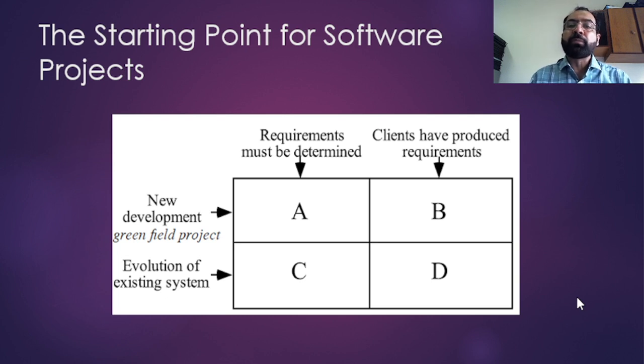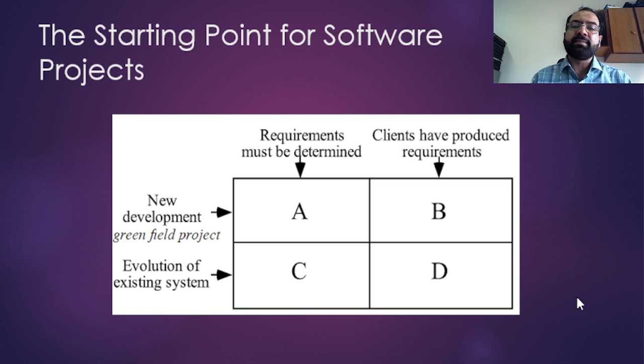so that it can work now in that situation. If you see on the vertical side, you have requirements must be determined, or the other option is the clients have produced requirements. Either you want to collect the requirements from the start, from the beginning, or the second option is that the requirements have already been produced. So keeping that matrix in mind, obviously 2 by 2 means there are 4 possibilities, A, B, C and D, which you can see here.